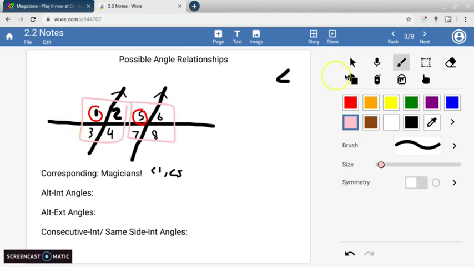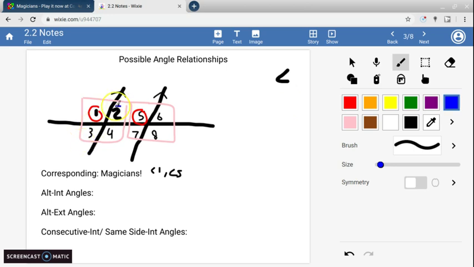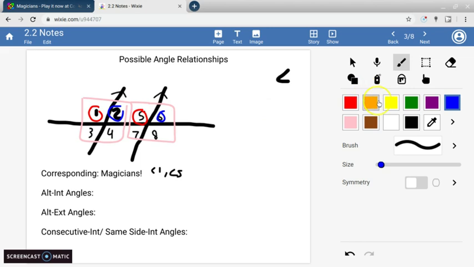That's all corresponding means. So the other ones that are corresponding are angles 2 and 6, also 3 and 7, and also 4 and 8. Those are also ones that are corresponding. So that's what that means. Now let me get rid of that.